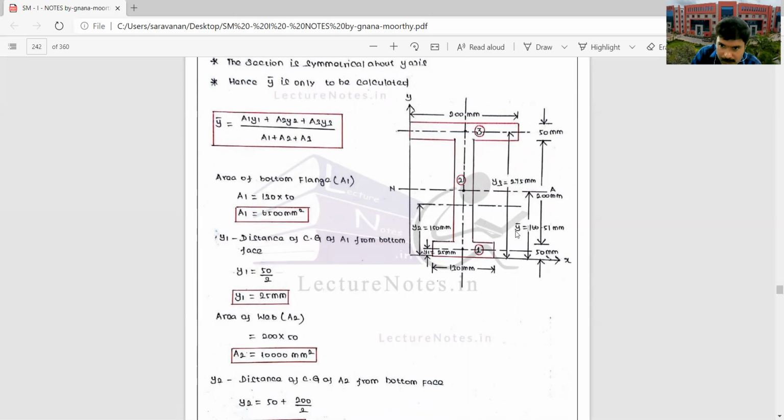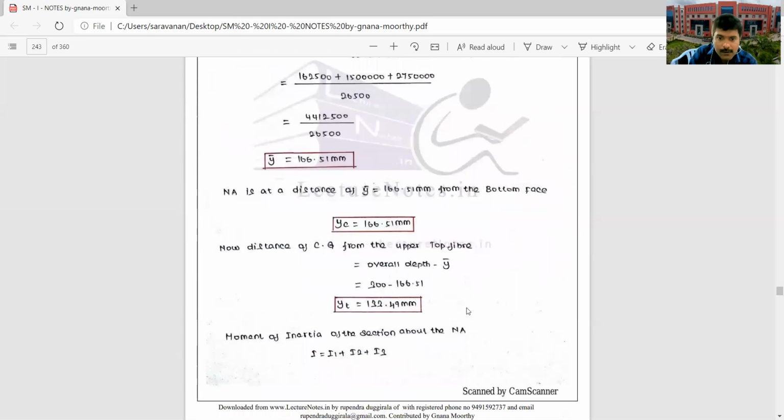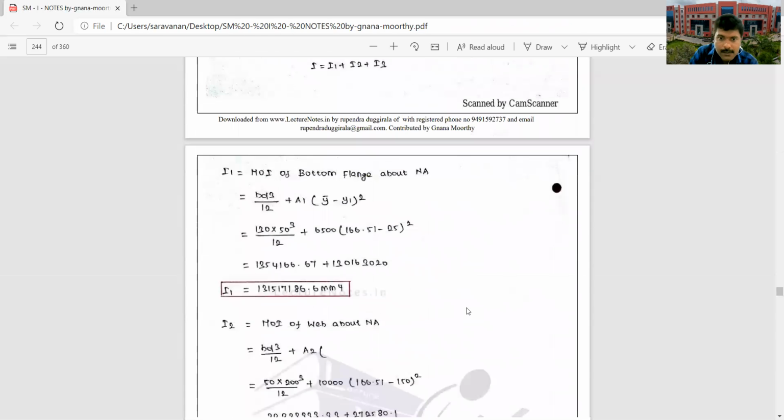So the total distance from the bottom to here is Y bar, that is 166.51, minus this distance. We have to deduct this distance, that is 55 minus 25, the whole square. So that is how we have to calculate. Now you can see here, Y bar minus Y1 the whole square. That is the moment of inertia I1.